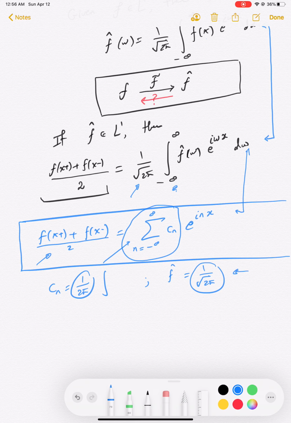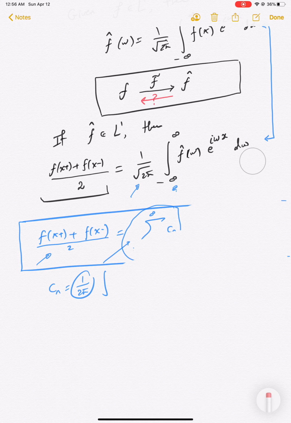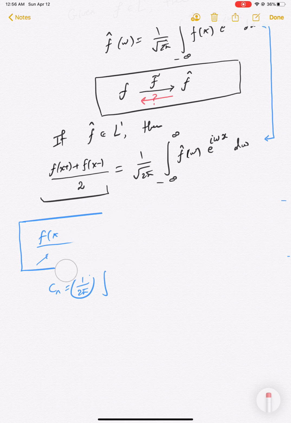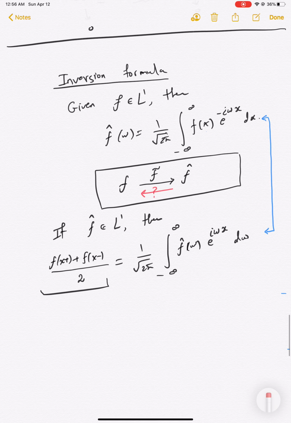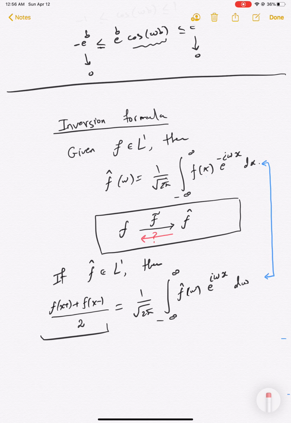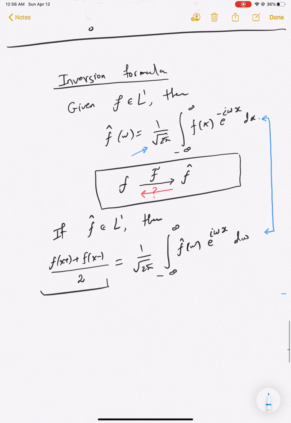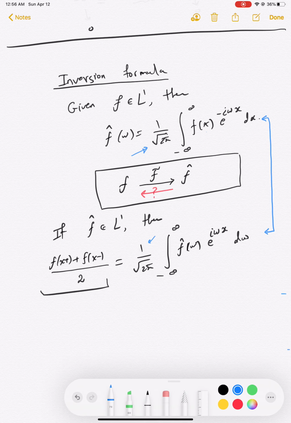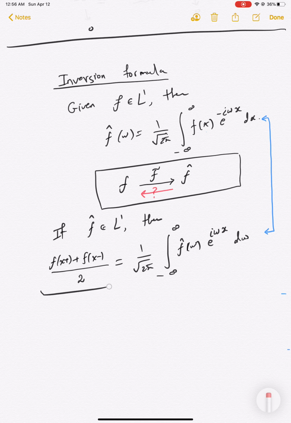So for example, if in the Fourier transform definition, you use 1 over 2 pi. So if you go back to this definition and you say, okay, I don't like the root 2 pi, I want to use 2 pi, that's fine. In that case, what happens in the inversion formula is that you don't see the 1 over root 2 pi. Okay, so I think this comparison with the complex Fourier series should be clear.